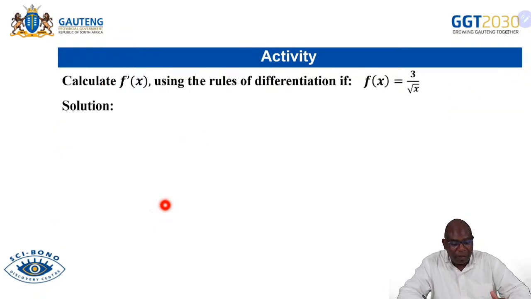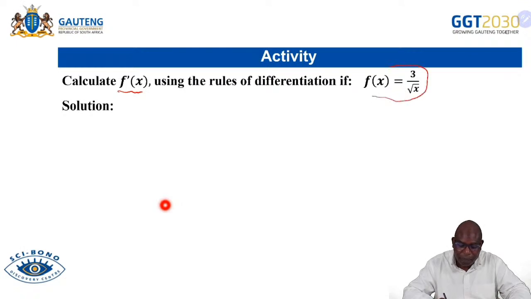Right. Now, before I give you an activity to do, let me explain something on exponents again. Calculate f prime x. You see now we have changed. They no longer say with respect to x. They say calculate f prime x using the rules of differentiation. So you must use the rules of differentiation. Now, the f of x is given like that.